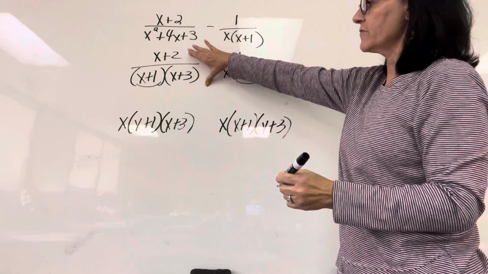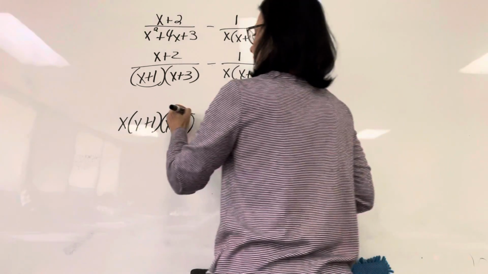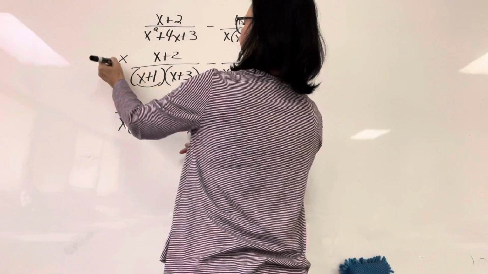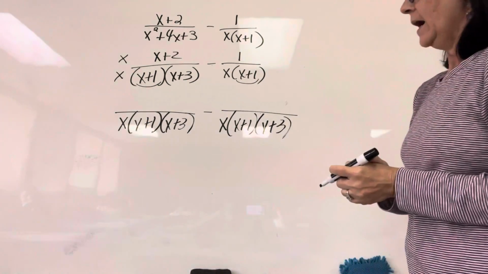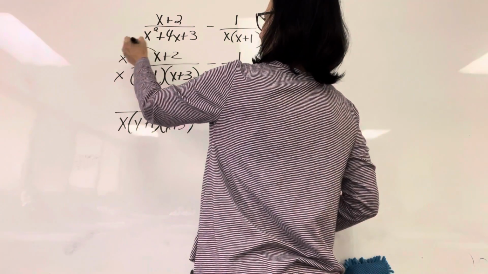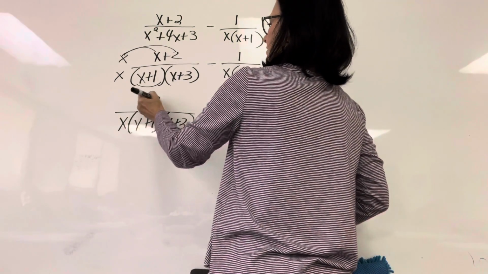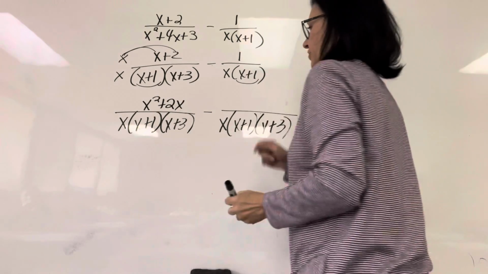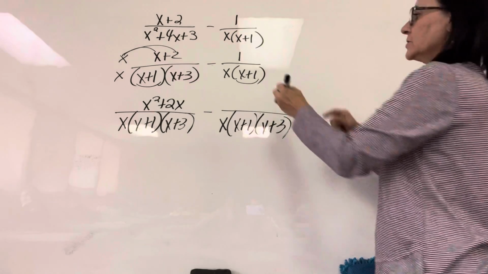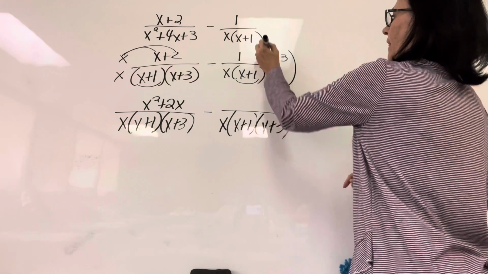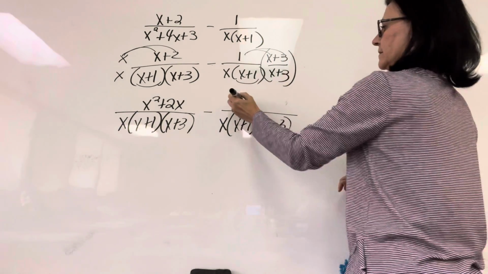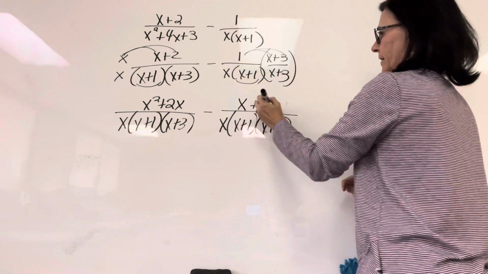What must I multiply this first term by to get that denominator? Say it. X over x. I'm not going to distribute the denominator. I am going to distribute this to the numerator. So we end up with x squared plus 2x. What must we multiply this second term by? X plus 3 over x plus 3. And I will distribute this to the 1, which is just x plus 3.